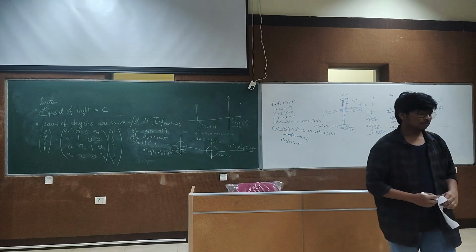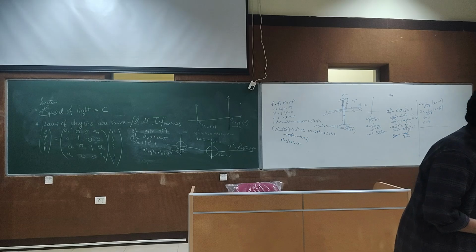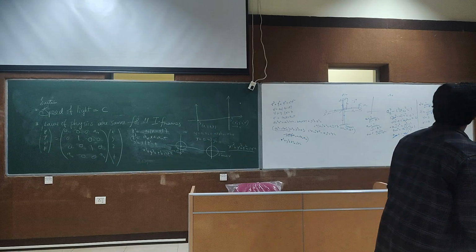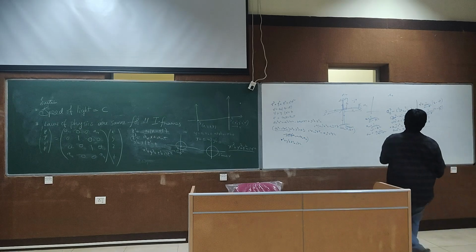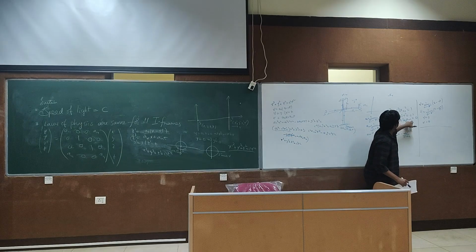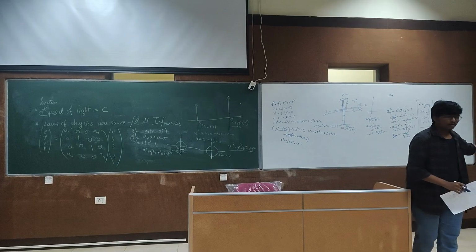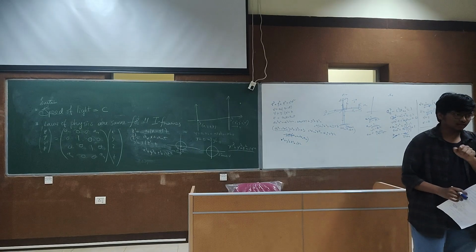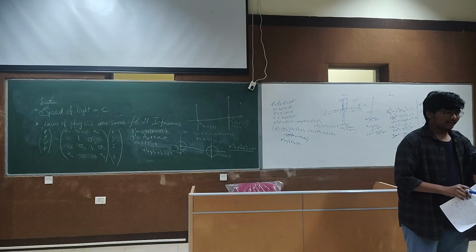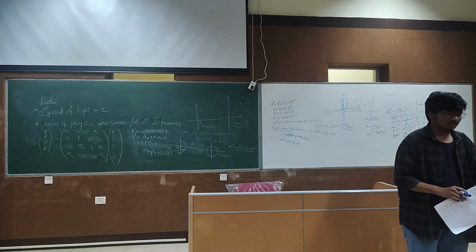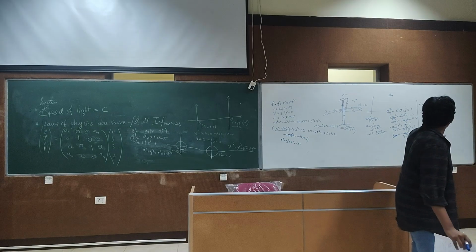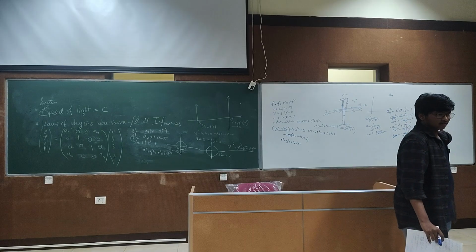Why does the A41 have negative? Because of this equation. A44 should not have a negative sign because at the limit v tends to 0, you should get x prime equal to x, y prime equal to y. So that should not be negative. So the only way it is possible is A41 is negative.